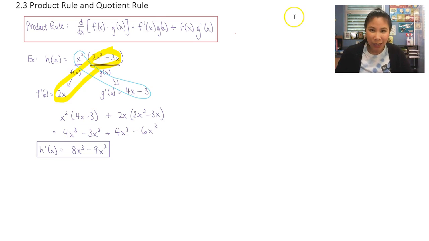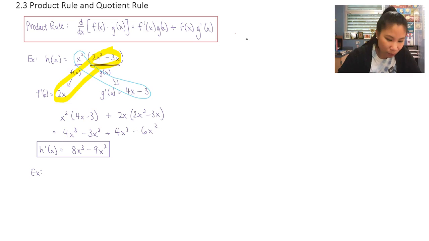Basically, each time we use the product rule, we just have to recognize that there are two things being multiplied. That is when I would need the product rule. If you had three things being multiplied, then we can't do it this way. It only works if you have two things being multiplied in your original equation.